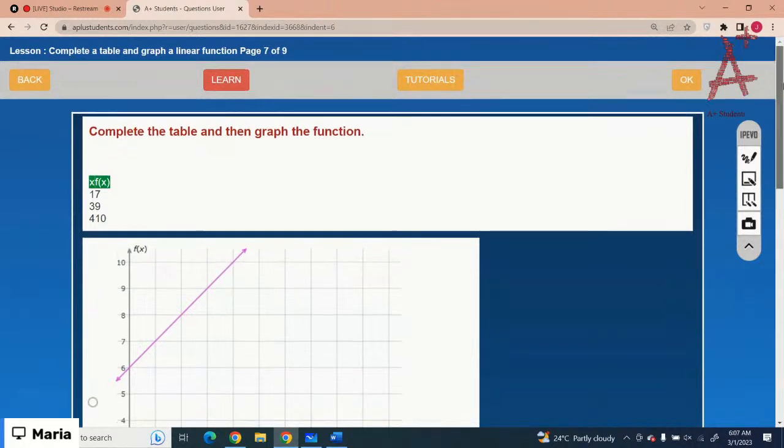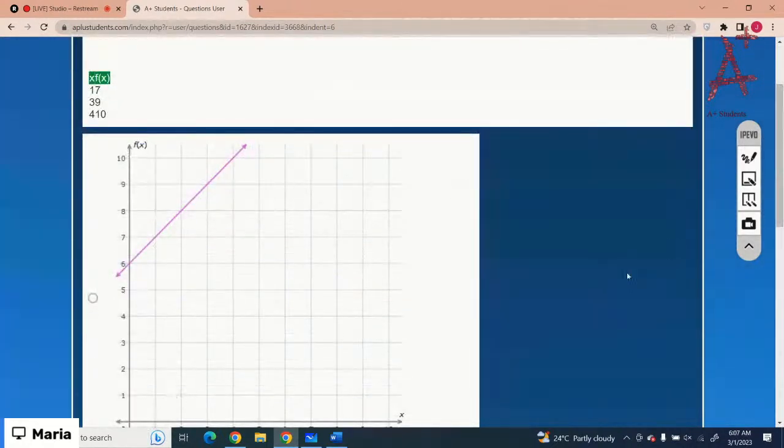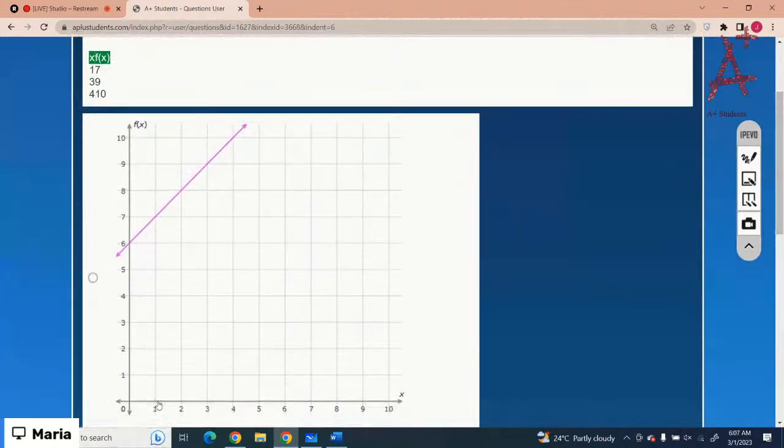Okay, the first one is 1, 7, 3, 9, 4, 10. X is 1, Y is 7. X is 3, Y is 9. X is 4, Y is 10. Option number 1 is the correct option. Got it?